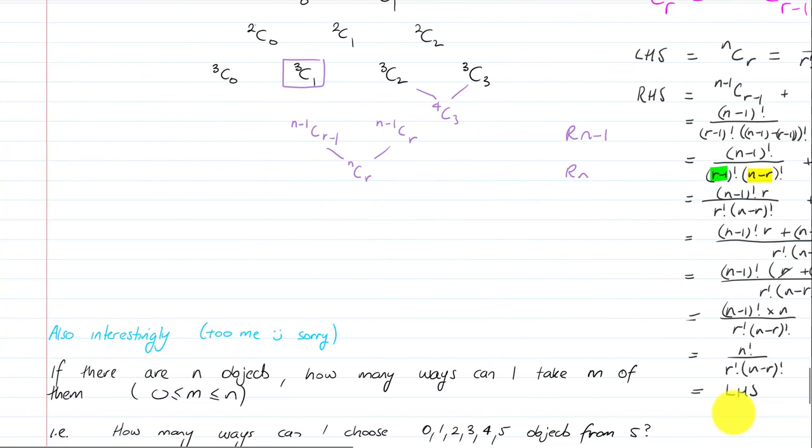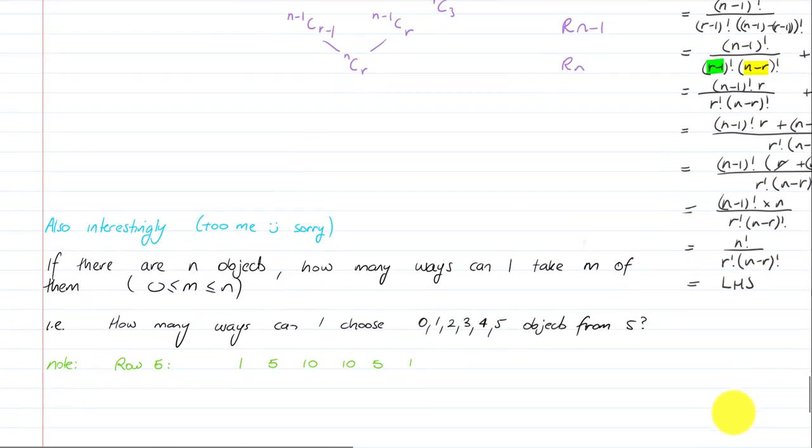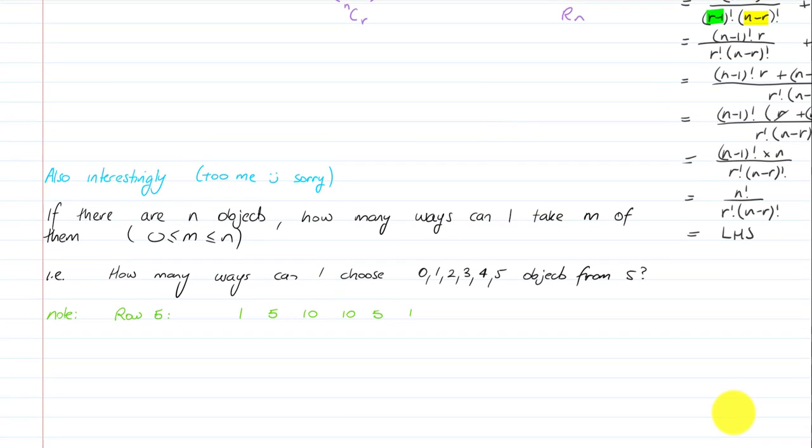Now, here's another interesting thing for anyone. If there are n objects, how many ways can I take m of them, where m is between 0 and n? I.e., how many ways can I choose 0, 1, 2, 3, 4, 5 objects from 5? Well, I can choose 0 objects in one way. I can choose 1 object in 5 ways. I can choose 2 objects in 10, 3 objects in 10, 4 objects in 5, and 5 objects in one way. And if I sum those together, that's 32.